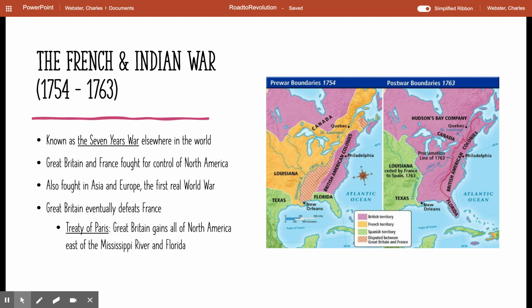As you can see in this map, the boundaries on the left are where it was divided by France and Great Britain before the French and Indian War, and this was it afterwards, on the right. All the area in pink was now under the control of Great Britain.